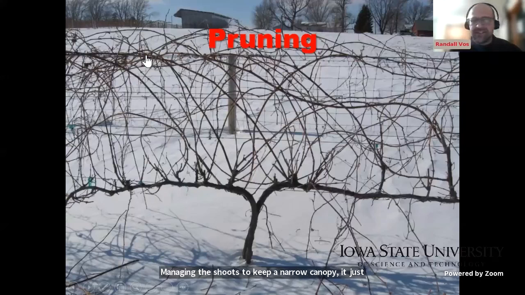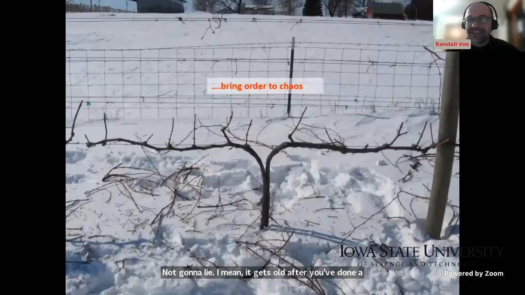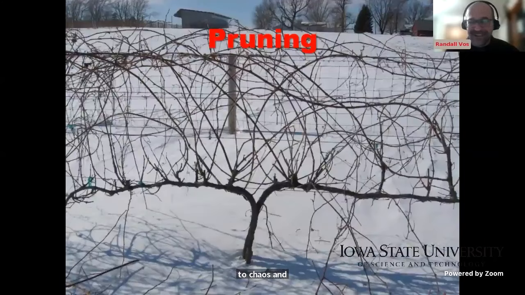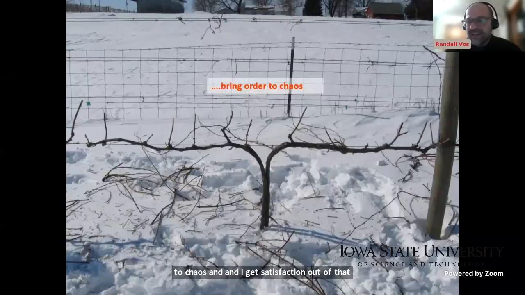So this is the other system that is common in our region, and I would encourage you to have the cordon high, just to make your life a little easier. But when you prune grapevines, really, I love doing it, not gonna lie. I mean, it gets old after you've done a couple thousand throughout the winter, but you bring order to chaos, and I get satisfaction out of that. And this is the same plant just after it's pruned, and it's a bit of a struggle if you're used to pruning apples, to realize how aggressively you have to prune grapevines.